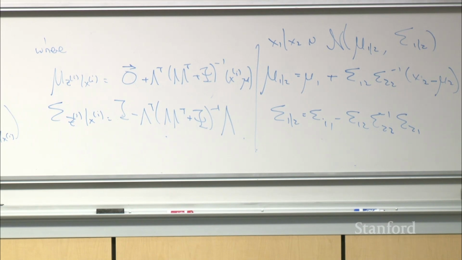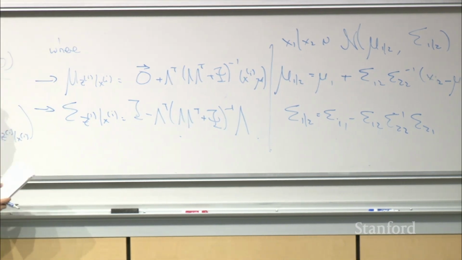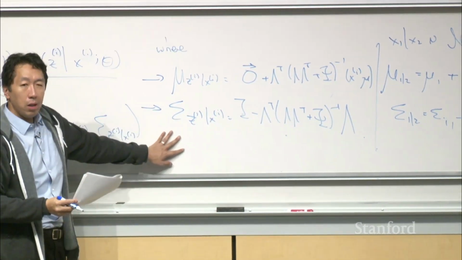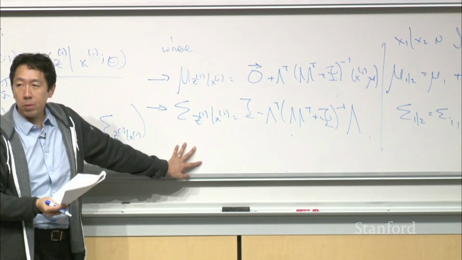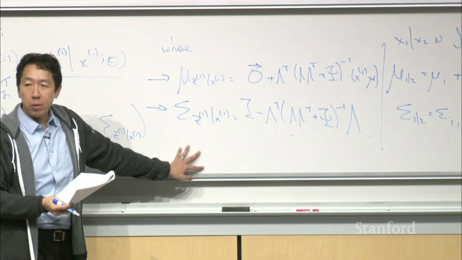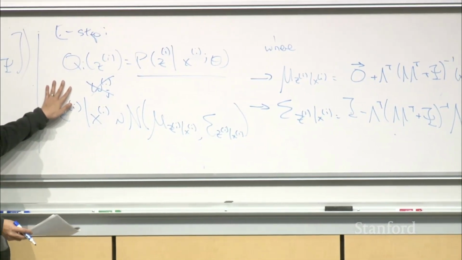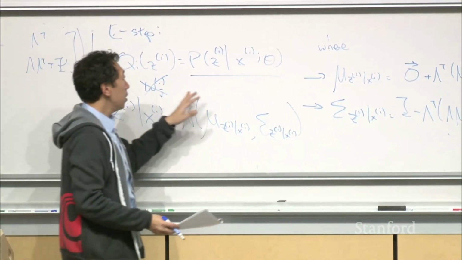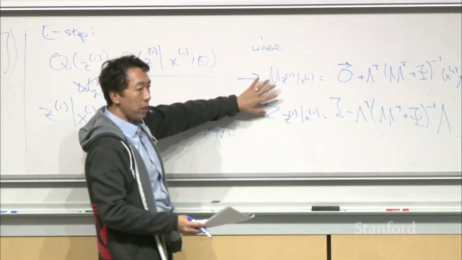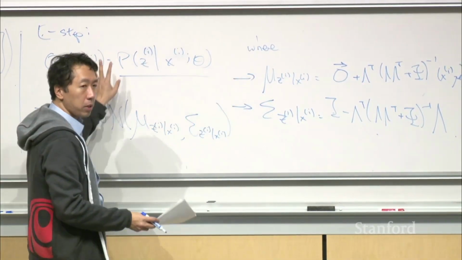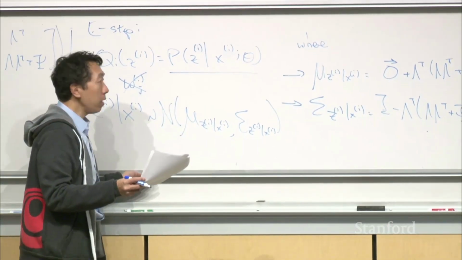So what you would do in the E step is compute this vector and this matrix, and store these as variables. Your representation of Q_i is that Q_i is a Gaussian density with this mean and this covariance. So this is what you actually compute to represent Q_i.